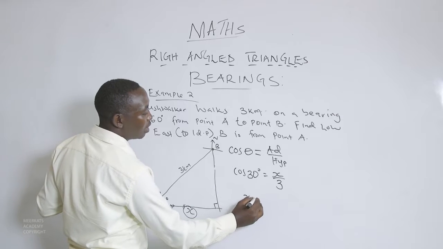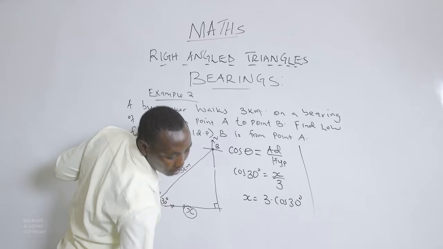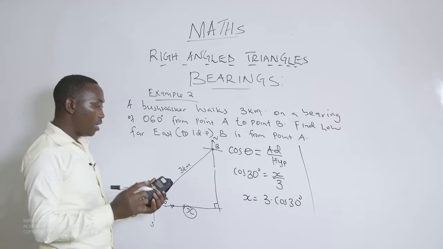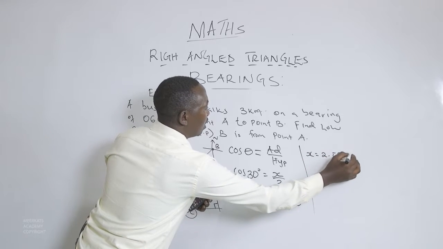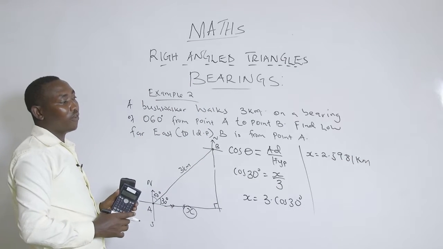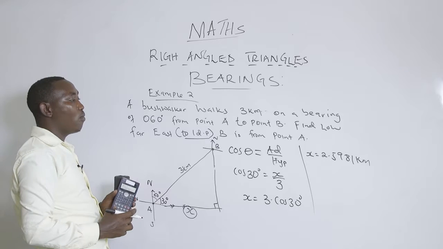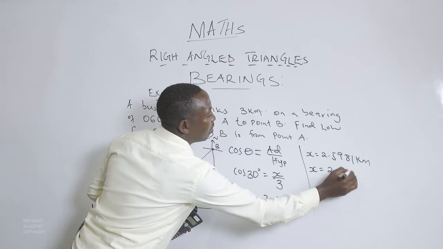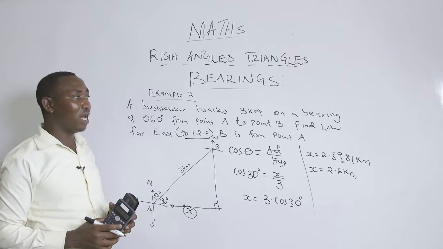That means that our X shall be 3 multiplied by cos 30 degrees. When you find the cos of 30 and multiply it by 3, you'll get that X is 2.5981 kilometers, to 4 significant figures. The question requires us to write down our answer to the nearest 1 decimal place. And that means that our X shall be 2.6 kilometers, because 9 is more than 5, therefore it will affect the preceding figure.